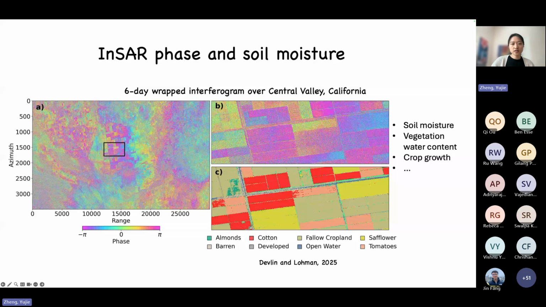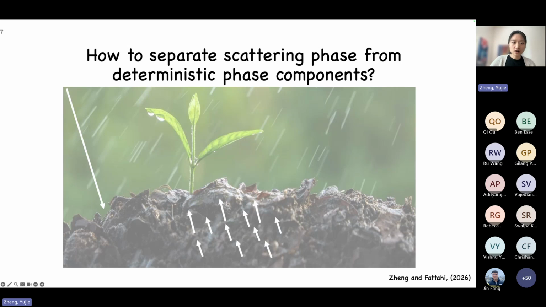So these phase variations could reflect differences in the soil moisture. They could reflect differences in the vegetation water content. They could also reflect differences in the crop growth, etc. So what we can say here is that InSAR phase is sensitive to soil moisture in the scattering phase component. But the challenge is that these phase components, more often than not, are superimposed by other much larger path delay phase effects. So here I want to distinguish what I call the scattering phase from the deterministic phase components.